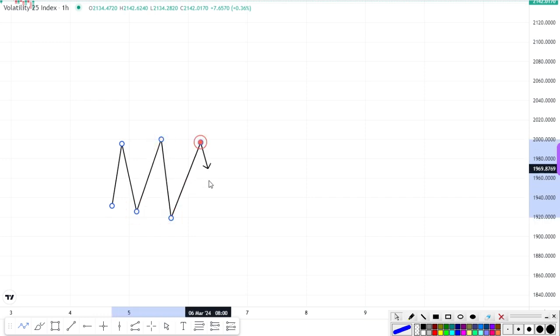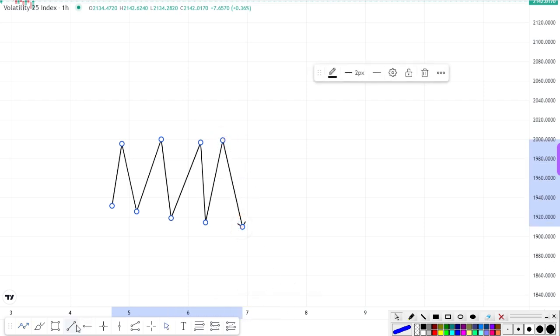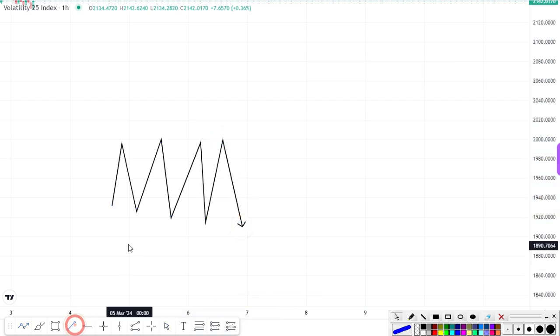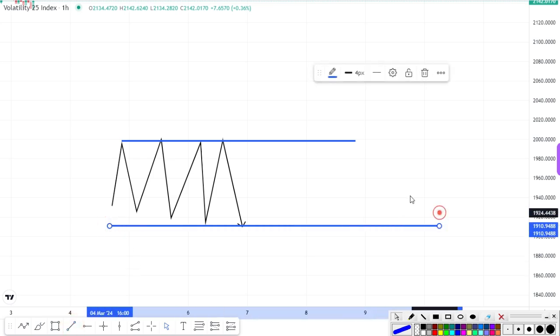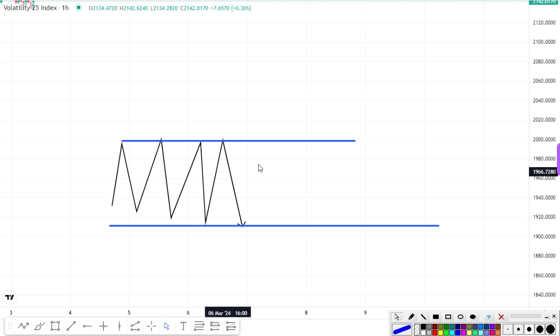Now the simplest, or the common one, is when the price is ranging in between a bound. When the price is doing this, we already know that liquidity is resting above here and liquidity is also resting below here. So the price is likely going to break out of this level at a particular point in time.